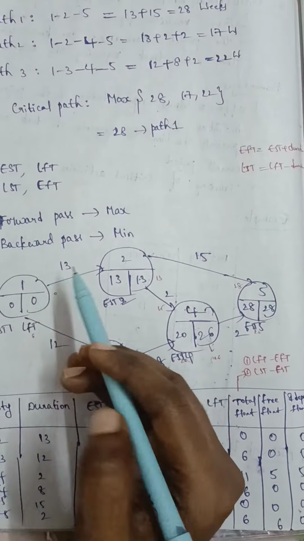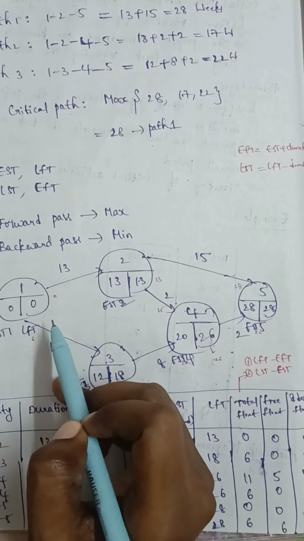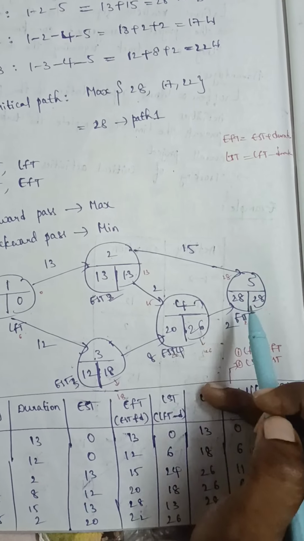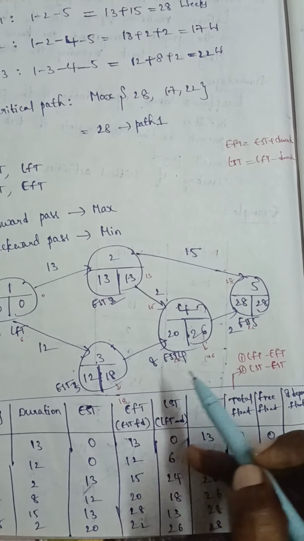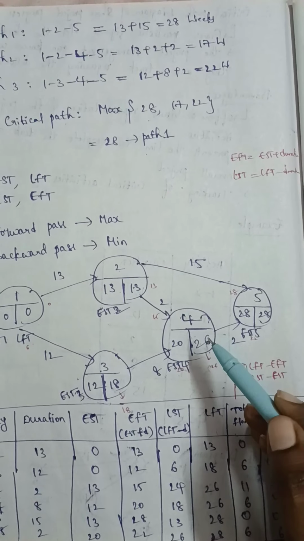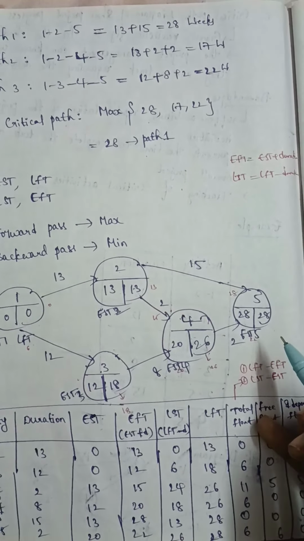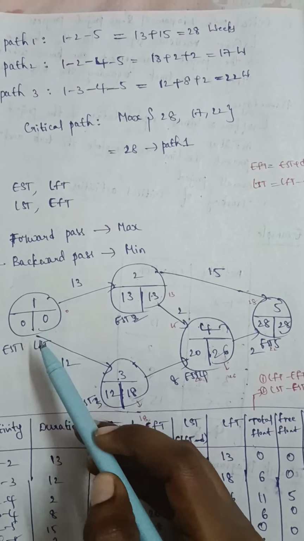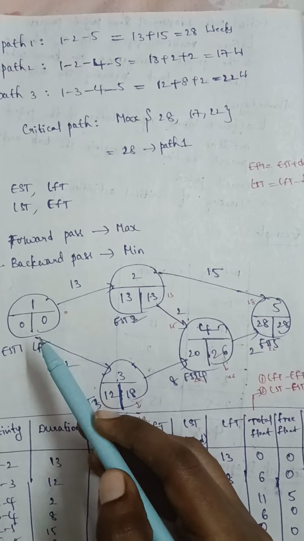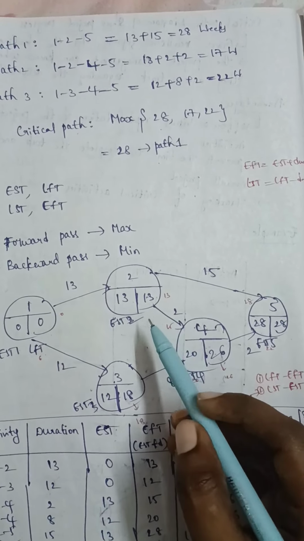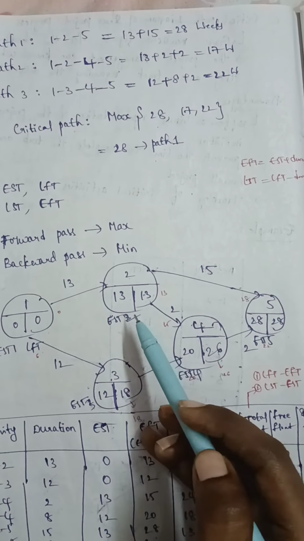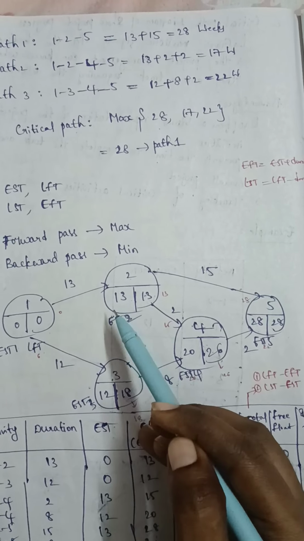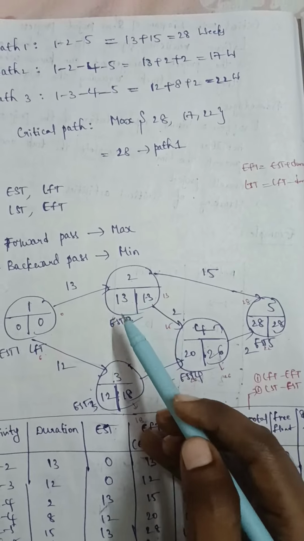So for the first node we have given two parts, EST1 and LFT1, and for the second node EST2 LFT2, and for the third node EST3 LFT3, for the fourth node EST4 LFT4 and the fifth node EST5 and LFT5. Initially we assume the EST will be 0 for the first activity. Now moving to the second activity, 1 to 2, here we calculate 0 plus 13, since the activity duration is 13.